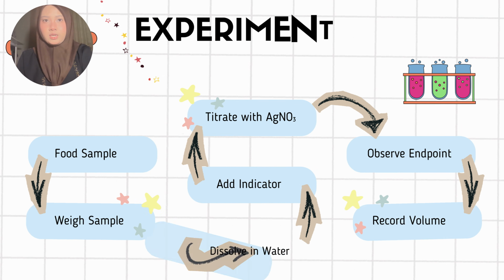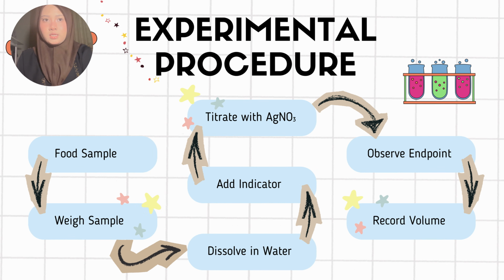For the procedure, the experimenter begins by weighing a known amount of a food sample. Then, the sample is dissolved in distilled water to extract the salt present in the product. If necessary, the solution is filtered to remove solid particles. Next, we will measure a volume of the sample solution to transfer into a conical flask. Then, several drops of potassium chromate are added to the solution as an indicator.